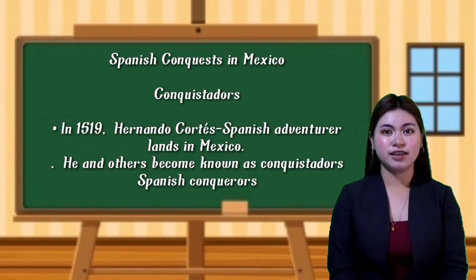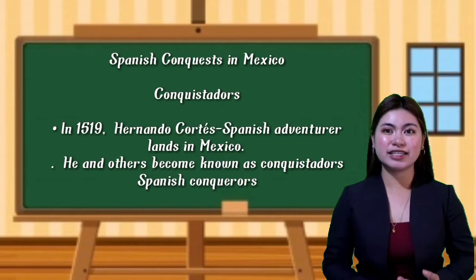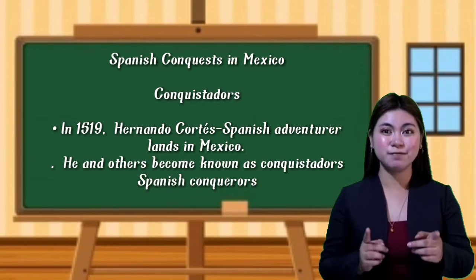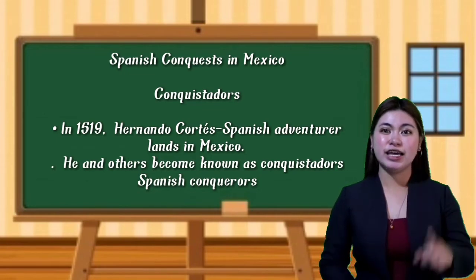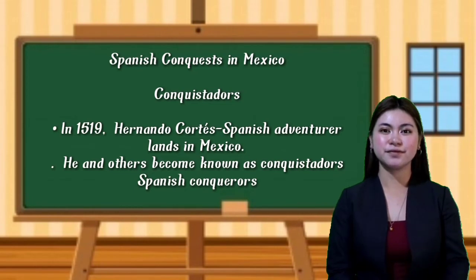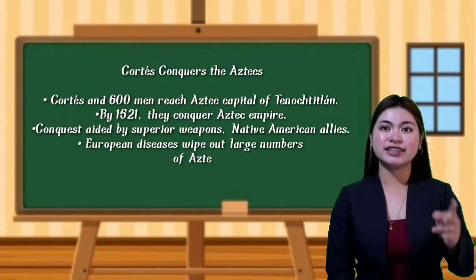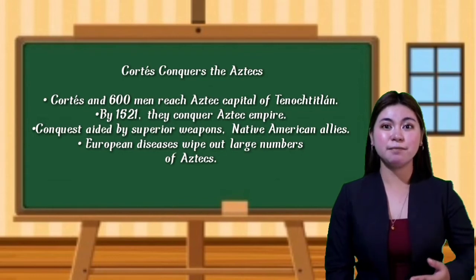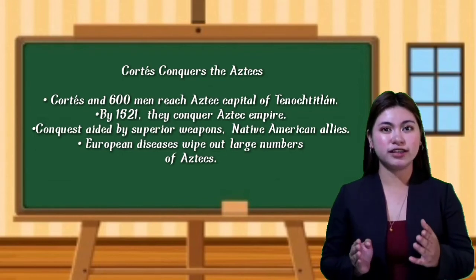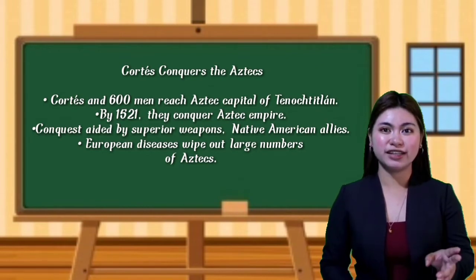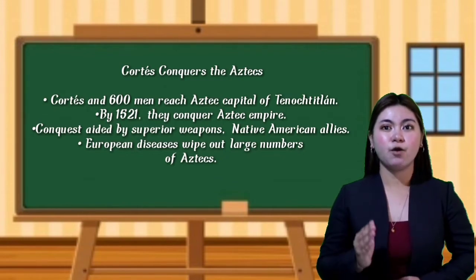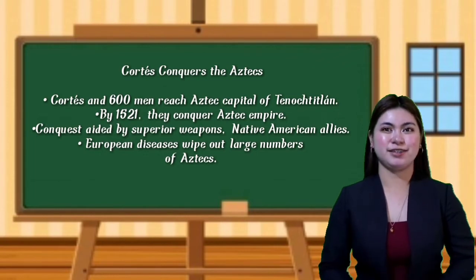Spanish conquest in Mexico. Conquistadors. In 1519, Hernando Cortés, a Spanish adventurer, lands in Mexico, and he and others become known as conquistadors, Spanish conquerors. Cortés conquers the Aztecs. Cortés and 600 men reach the Aztec capital of Tenochtitlan. By 1521, the Aztec Empire is conquered, aided by superior weapons and Native American allies. European diseases wipe out large numbers of Aztecs.